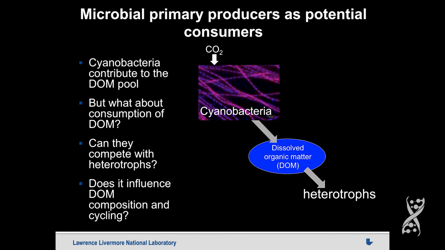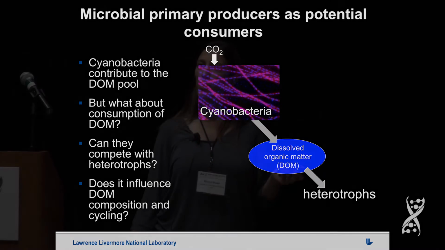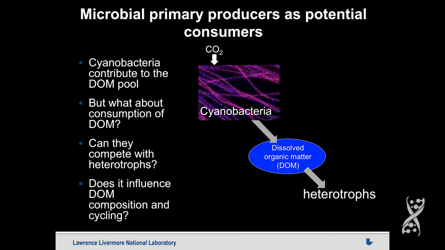And in general, when you think about these primary producers, you think of them as fixing carbon and putting it in the dissolved organic matter pool, and then it becomes available to microbes. And through this, you sort of get microbial carbon cycling all over the globe. So they contribute to this dissolved organic matter pool.